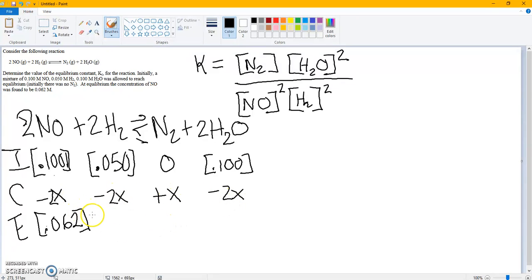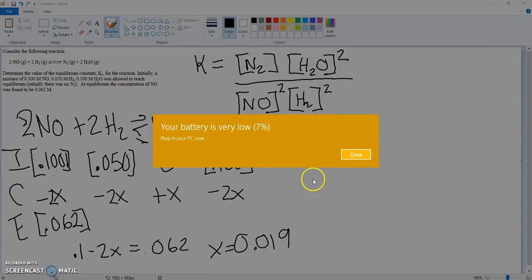Now I just need to figure out, well, what is x? So I know I plus C equals E. So 0.1 minus 2x has to equal 0.062. And if I solve for that, x is equal to a really cool number. Give me a second. x is equal to 0.019.